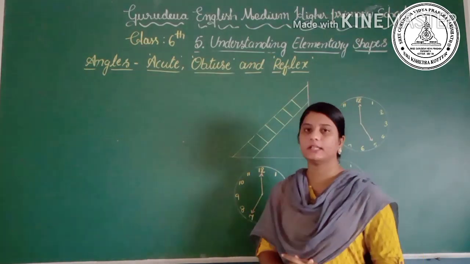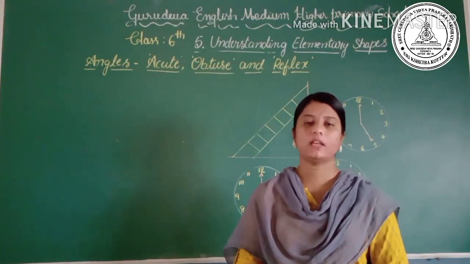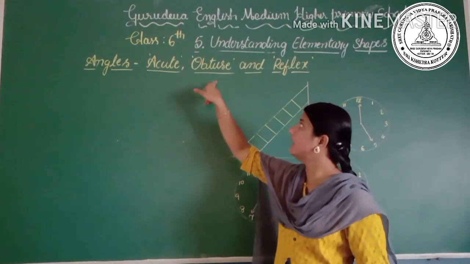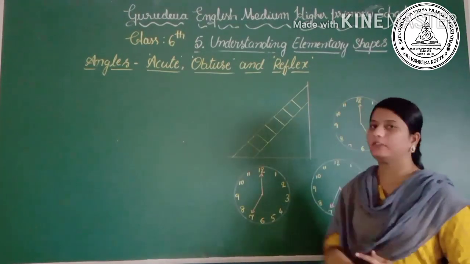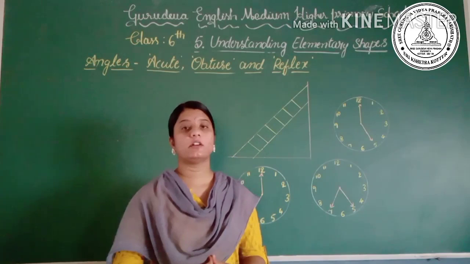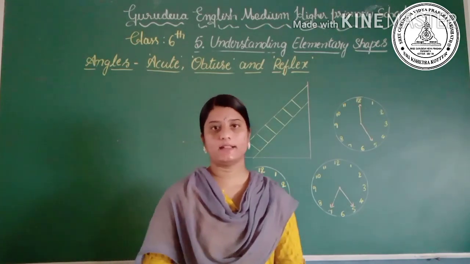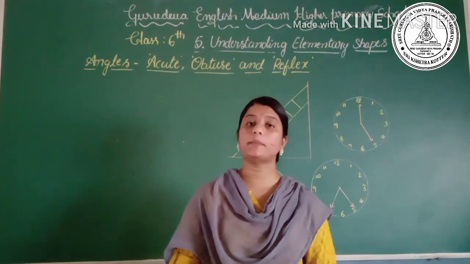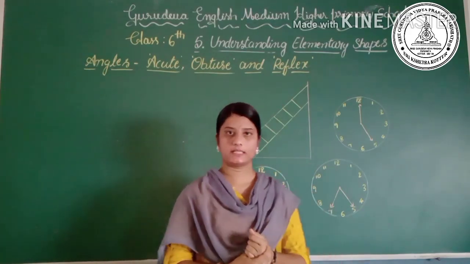Lesson 5.2. In the previous class, we learned what a right angle and a straight angle are. Today we are going to learn about acute angles, obtuse angles and reflex angles. However, not all angles come under these two kinds.